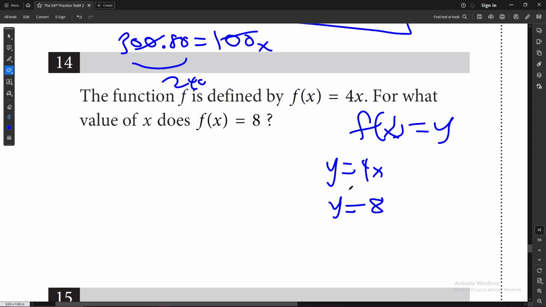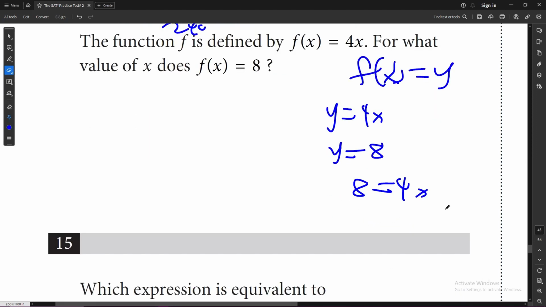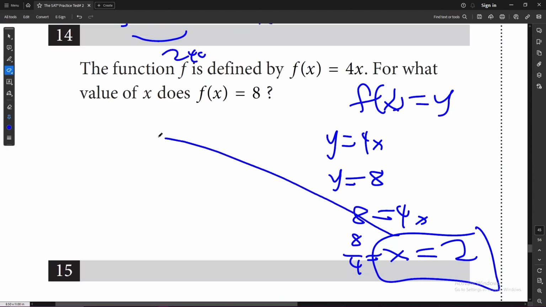So if y is equal to 8, 8 is equal to 4x, and we divide both sides by 4 in order to get rid of the coefficient of x and leave x alone. 8 over 4 is going to be equal to x, which is also equal to 2. X is equal to 2.